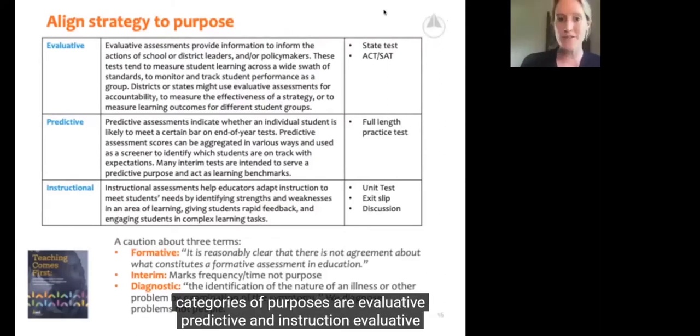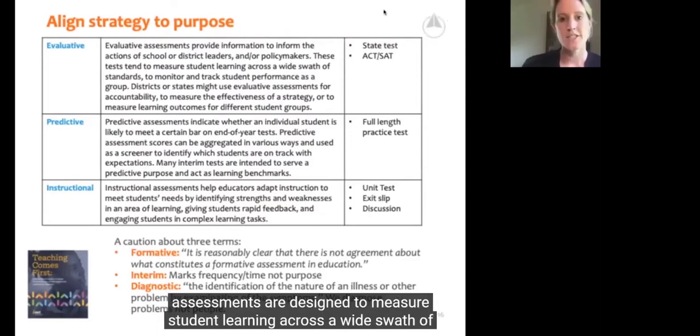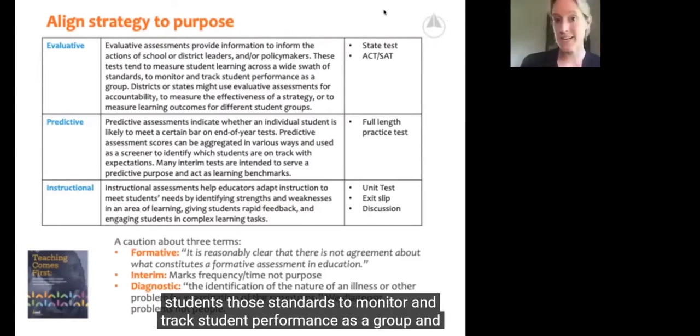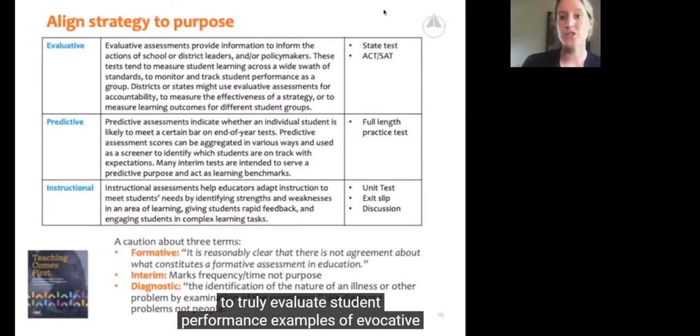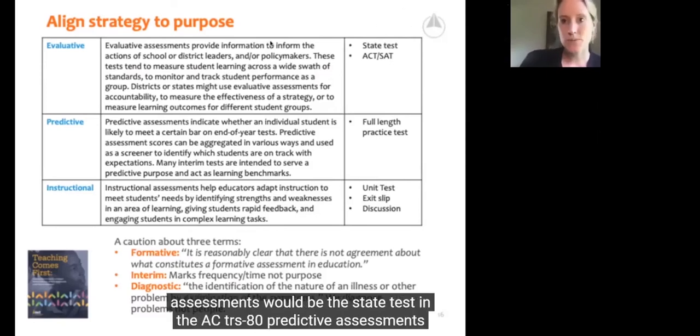The three categories of purposes are evaluative, predictive, and instructional. Evaluative assessments are designed to measure student learning across a wide swath of standards, to monitor and track student performance as a group, and to truly evaluate student performance. Examples of evaluative assessments would be the state test and the ACT or the SAT.